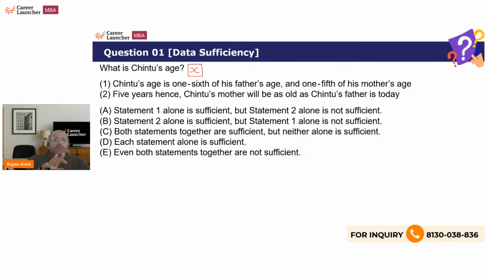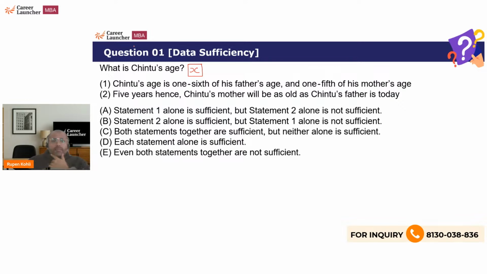So on the face value itself, I can clearly reject statement one because obviously it does not give me any number for the age of any person. So statement one is not going to be sufficient. Come to statement two: 5 years hence, Chintu's mother will be as old as Chintu's father is today. So talking about mother and father, how does that help me to find the current age of Chintu? Again, statement 2 is clearly not sufficient.